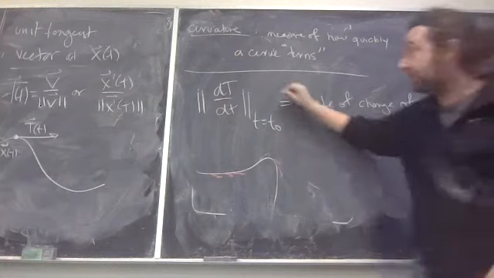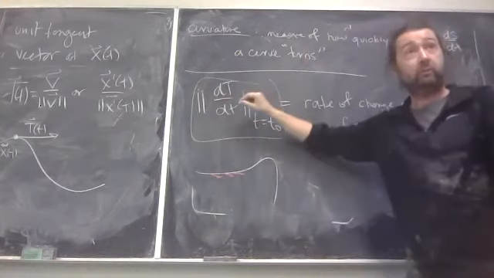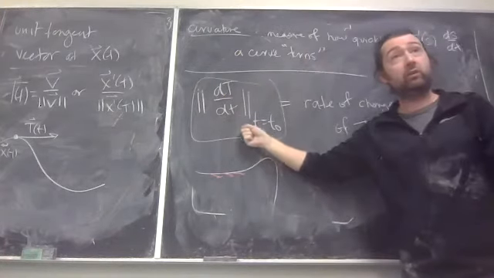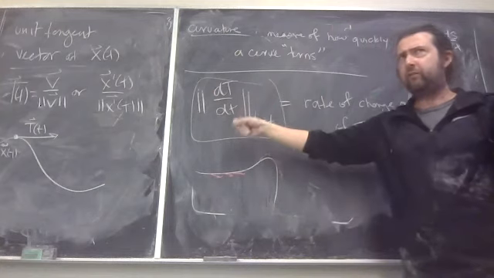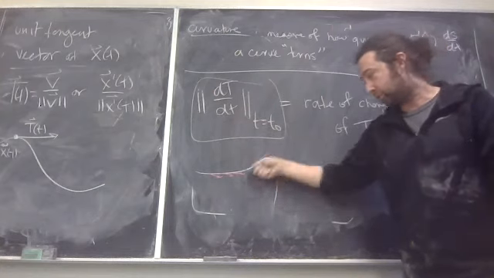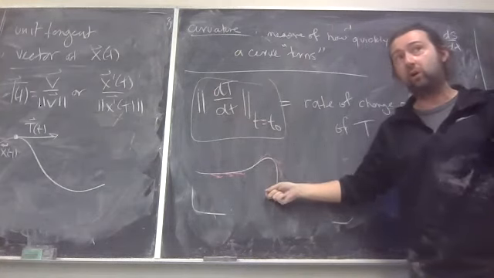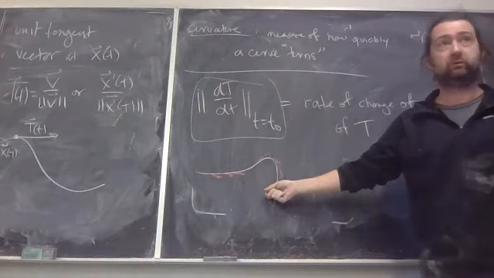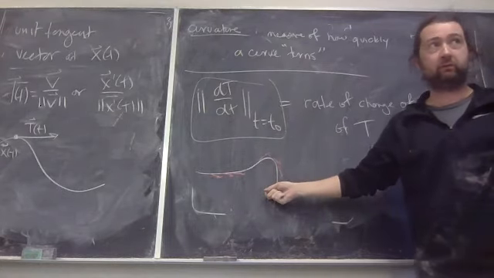Curvature we can define to be this quantity, because when this is large, we're turning quickly. And when it's small, we're hardly turning at all. Make sense?